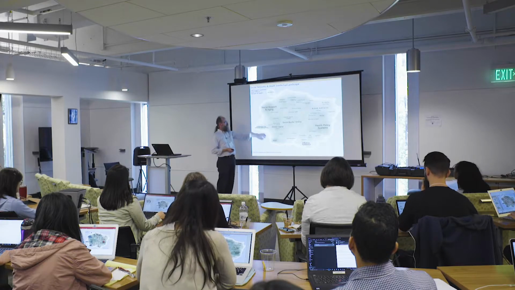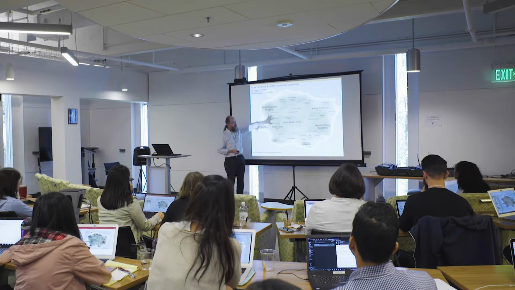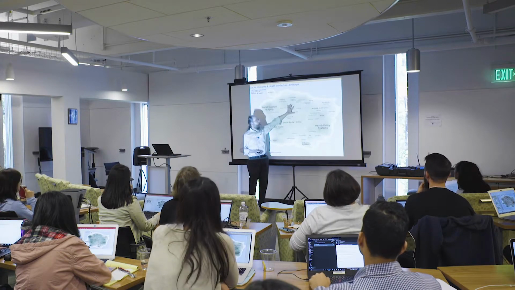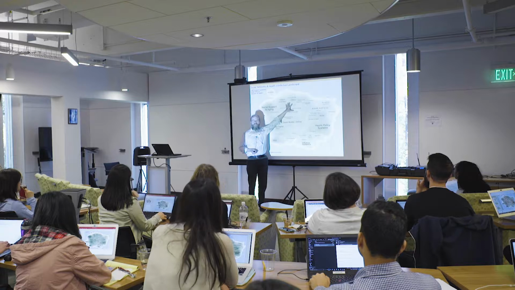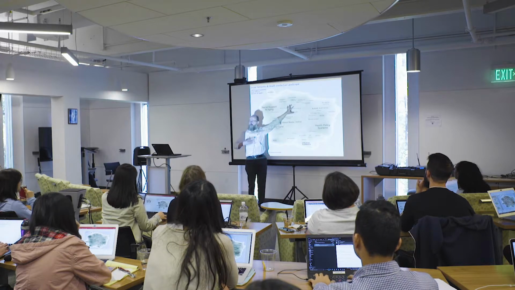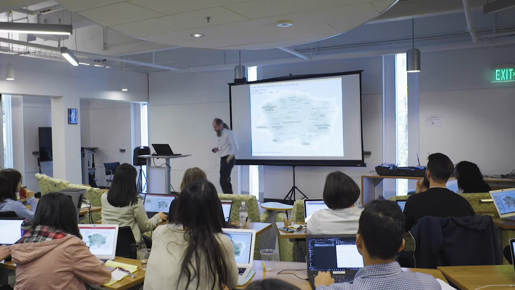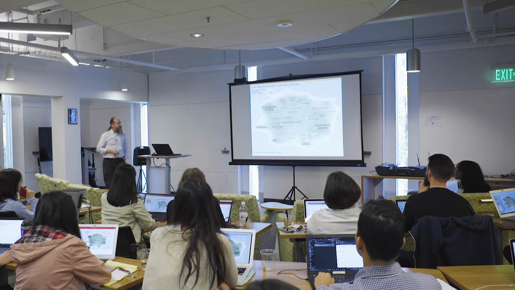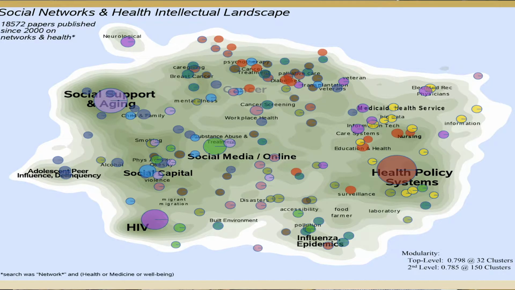HIV is pretty obvious, adolescence, social support and aging. Social media is kind of bridging lots of these pieces. I've labeled this one cancer at the top here. This is really sort of wet health, right? So this is stuff that's going on in the body up here. That's, to a sociologist, it all looks like cancer. And so those are the clusters.